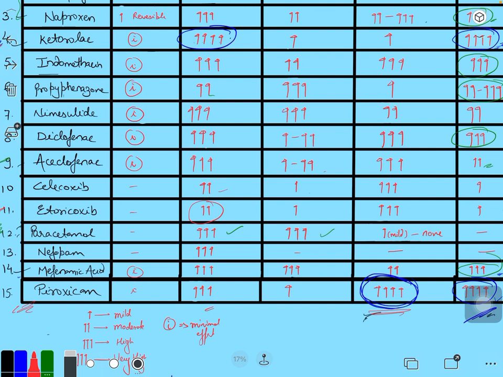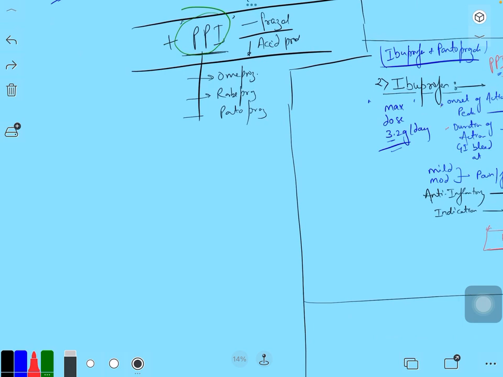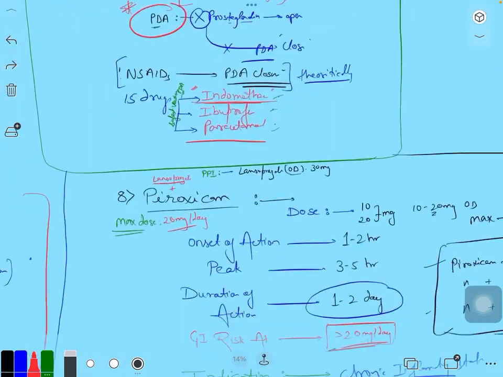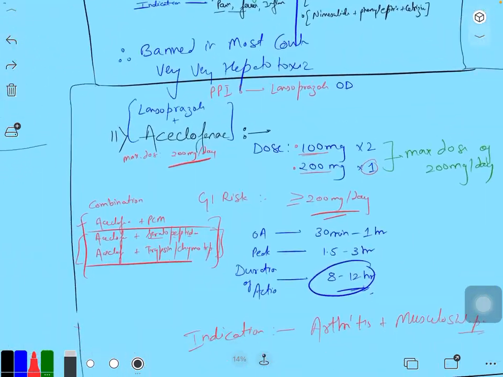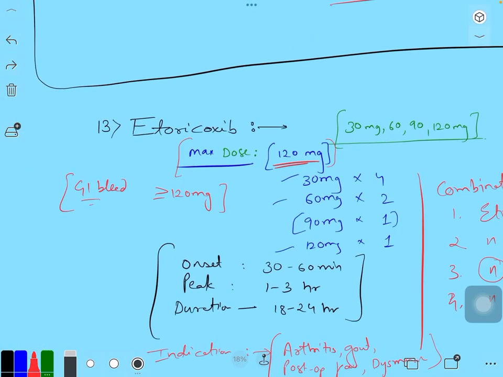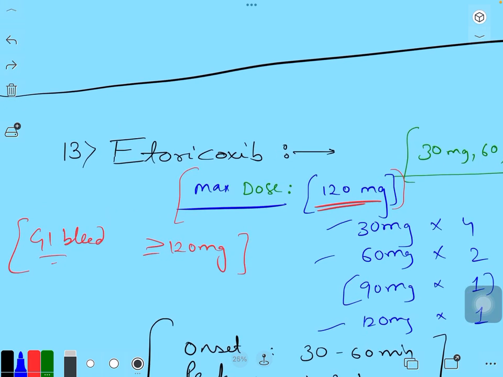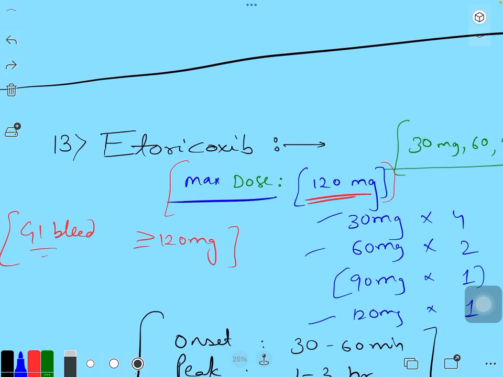So this was about Etoricoxib, and lastly what we are left with is the PPI. Though the risk is again the least, Celecoxib and Etoricoxib have the least side effect for GI bleed, right? But still, if somehow we need to put a patient on more than 120 mg per day, if we need to go beyond this limit, we can add a PPI with it.